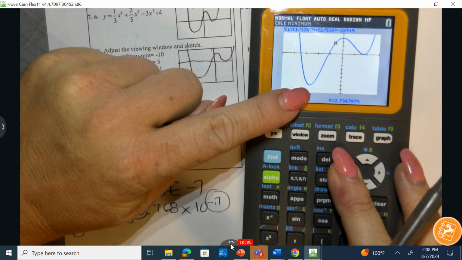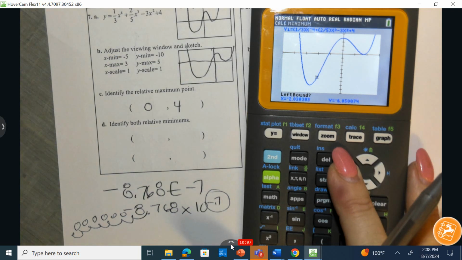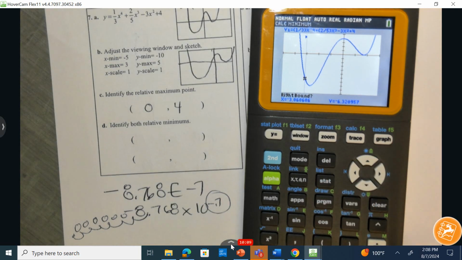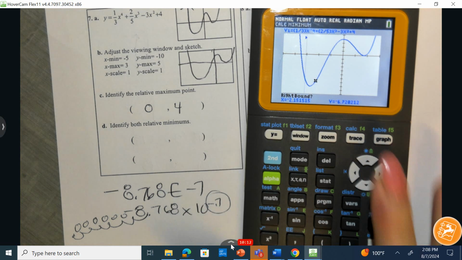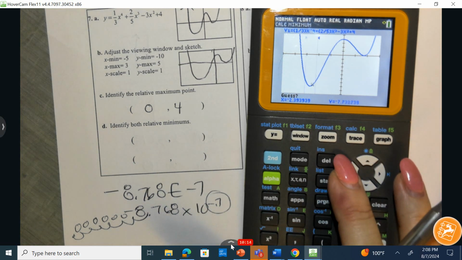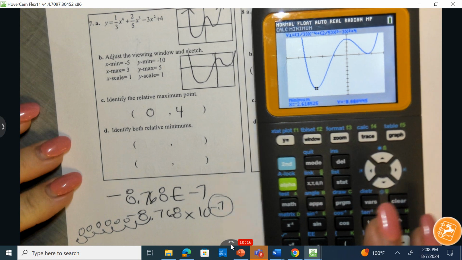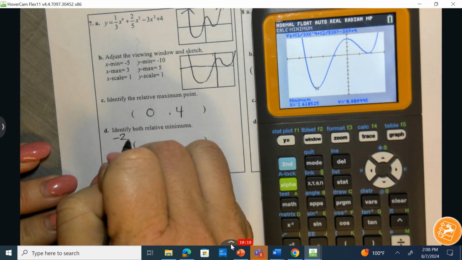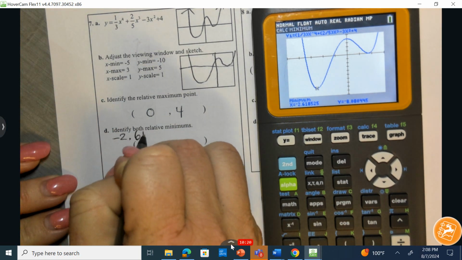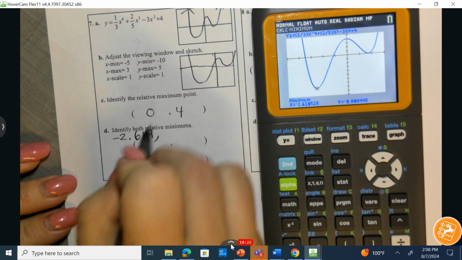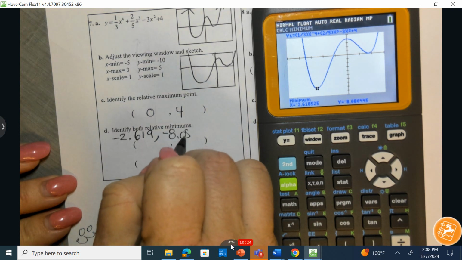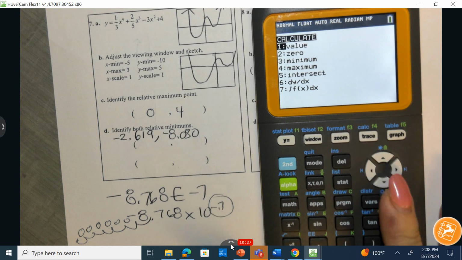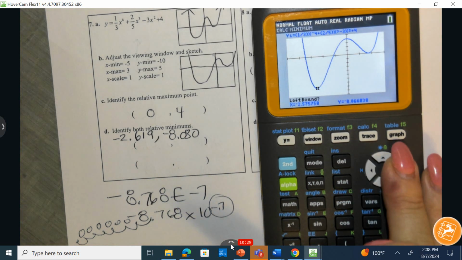I'm going to go somewhere to the left of this lowest point. Anywhere to the left, press enter. Anywhere to the right of the lowest point, come back to it, right there. And I have a minimum of, okay, negative 2.619. I'm going to round to the nearest thousandths, and negative 8.080.